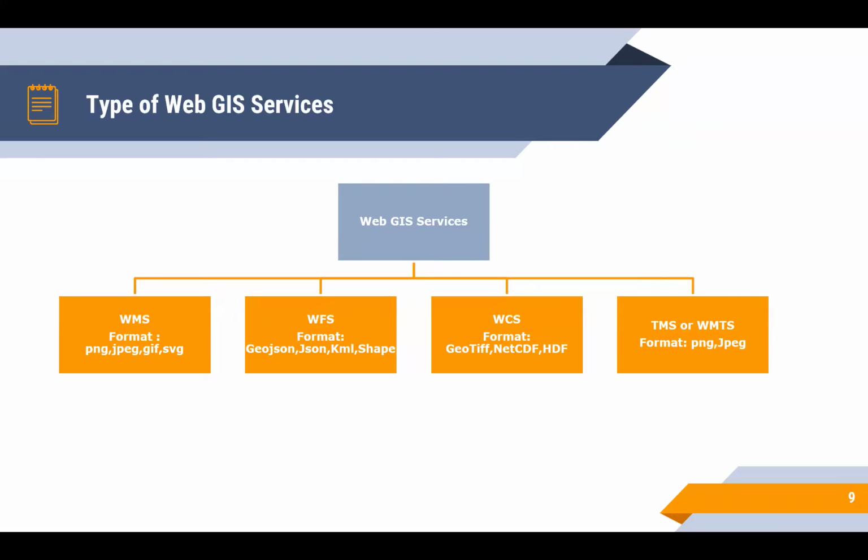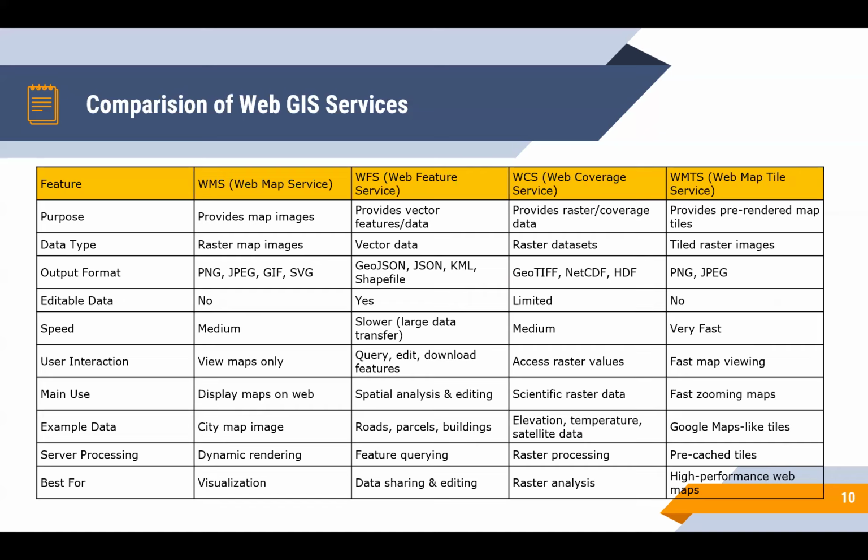WCS will give you the entire data, and along with the data, it will give you some more information. So I think you understood about WMS, WFS, WCS, and WMTS. After that, if you see this chart, you will get more understanding of this: WMS, WFS, WCS, and WMTS.